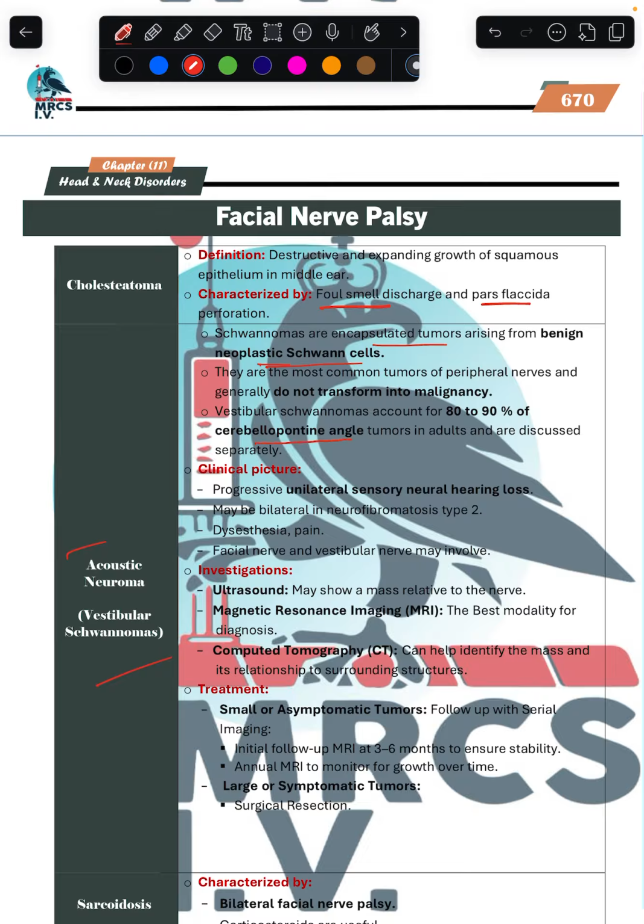Progressive unilateral sensorineural hearing loss; it may be bilateral in neurofibromatosis type 2. The facial nerve and vestibulocochlear nerve may be involved, the 7th and 8th nerves. Ultrasound may show a mass. Magnetic resonance imaging is the best modality for diagnosis. Computerized tomography can help identify the mass and its relationship to the surrounding tissue.